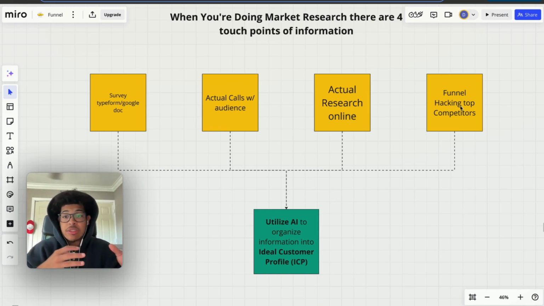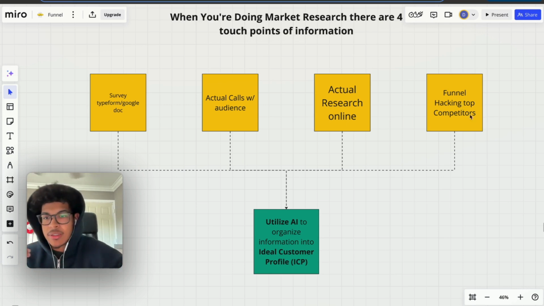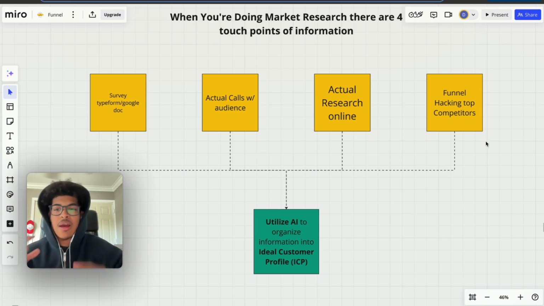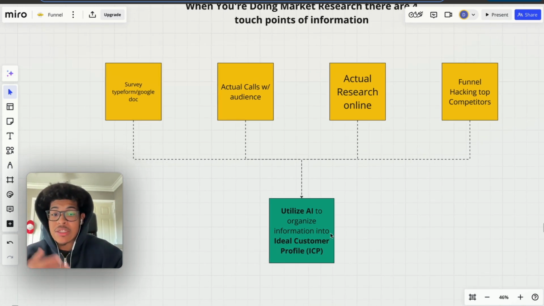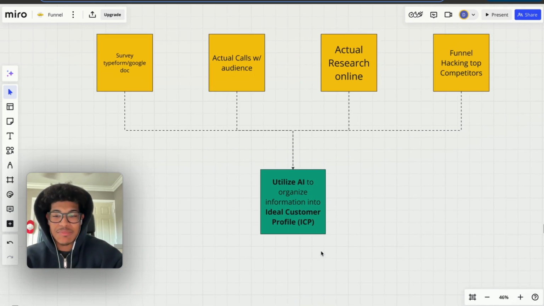Specifically with selling coaching, this is what I do. You want to go to your top competitors, look at what they're doing good, what they're doing bad, right? What's their sales process look like? How are they getting the audience from the top, the big audience, to buyers, right? And then what I do at the end is I just utilize AI to organize the information and put it into what I like to call the ICP, right?